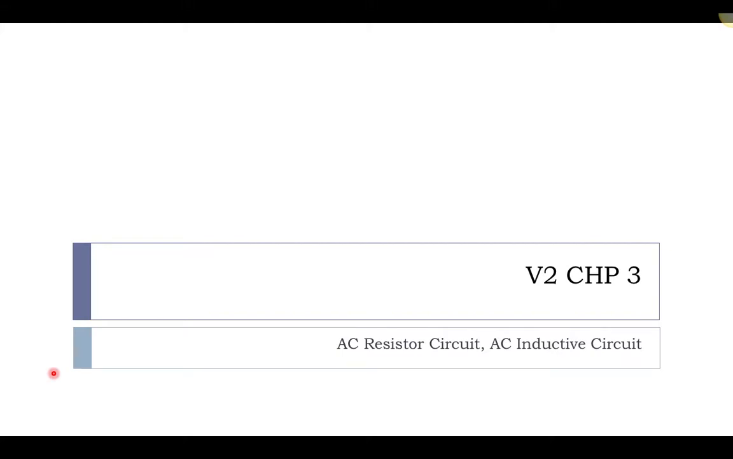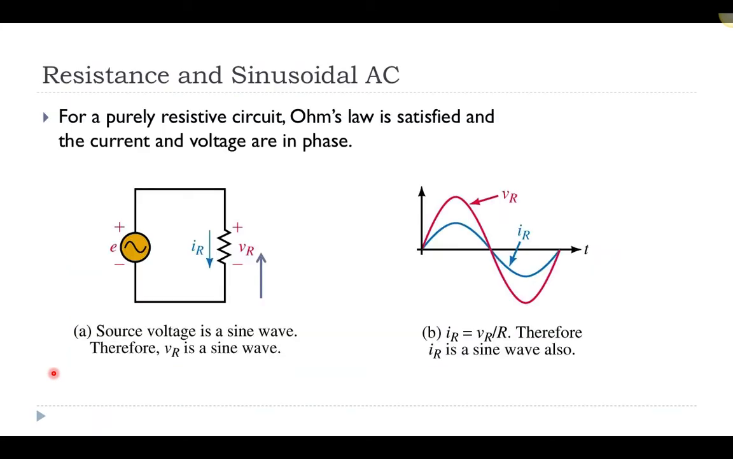In this presentation, we're going to look at what happens when you put a resistor in a circuit with an AC source, and also what happens when you put an inductor in a circuit with an AC source. Different things happen based on the type of component that's actually in the circuit. So we start with the easiest case.